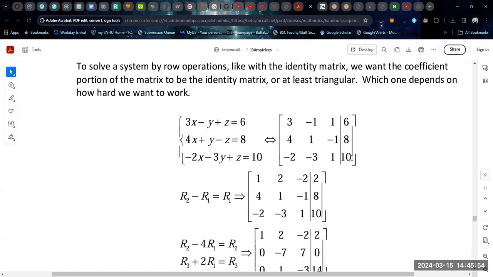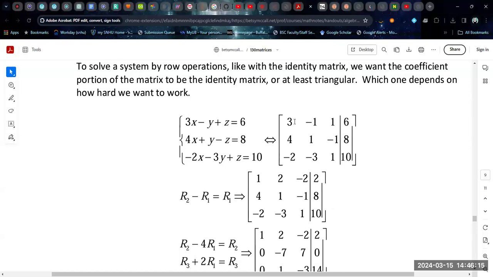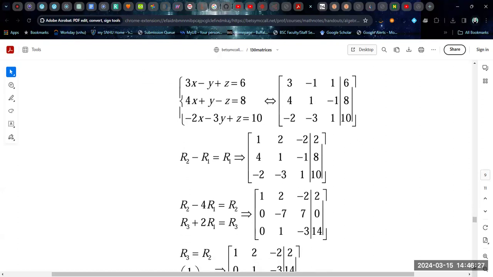So this is our augmented matrix, and now our goal is going to be at a minimum to get this into triangular form, ideally with ones on the diagonal, but at least triangular form, so that our final row is just z equals something, and we can back solve from there, or we can make this left side of the matrix into the identity matrix, and then our solutions we can read directly off of our matrix solution. So let's go through the process.